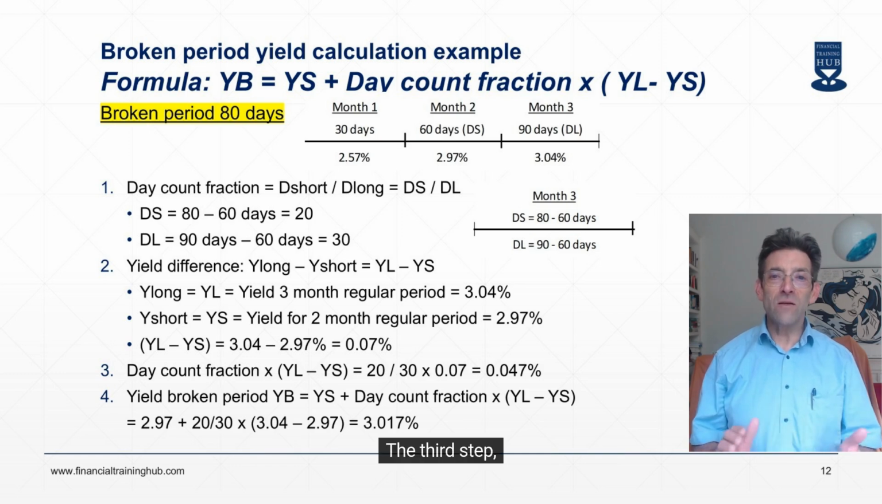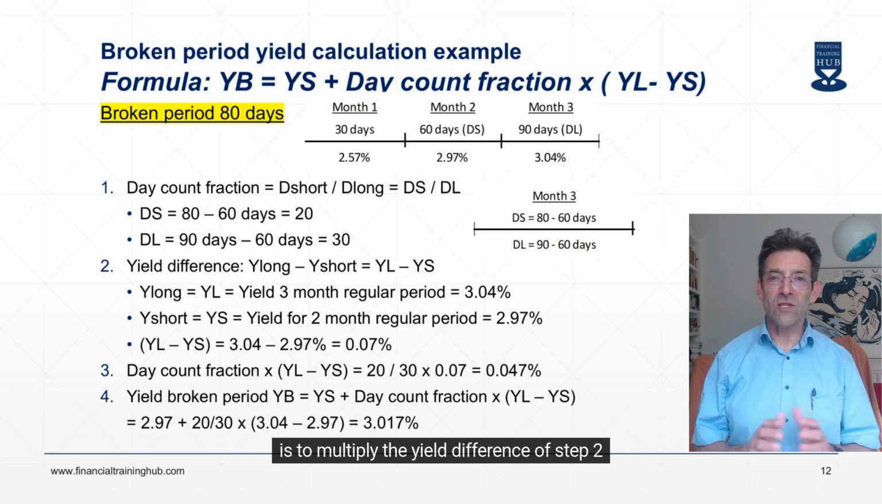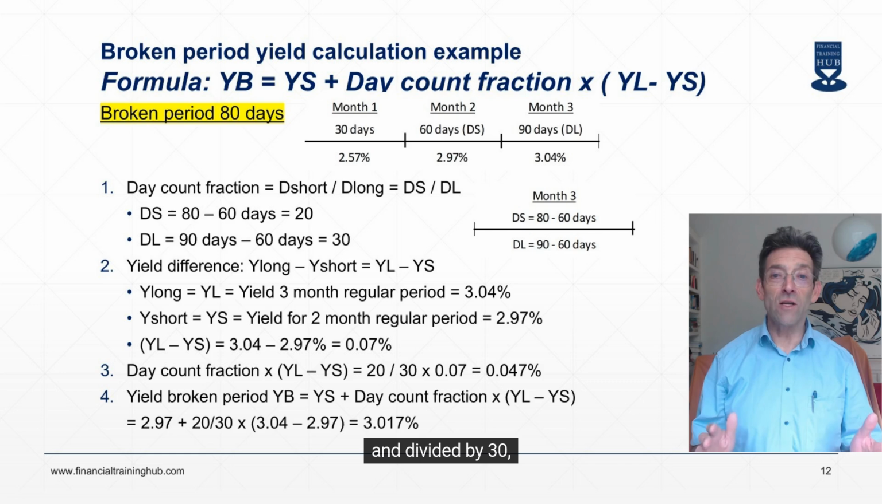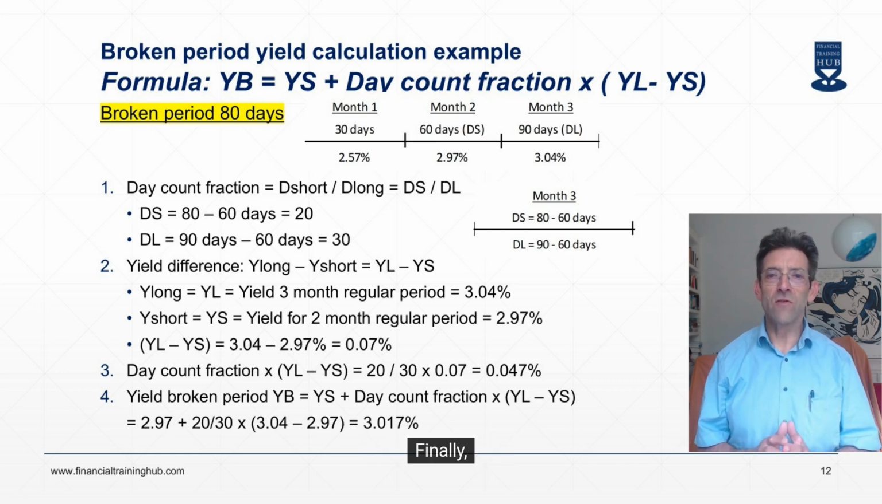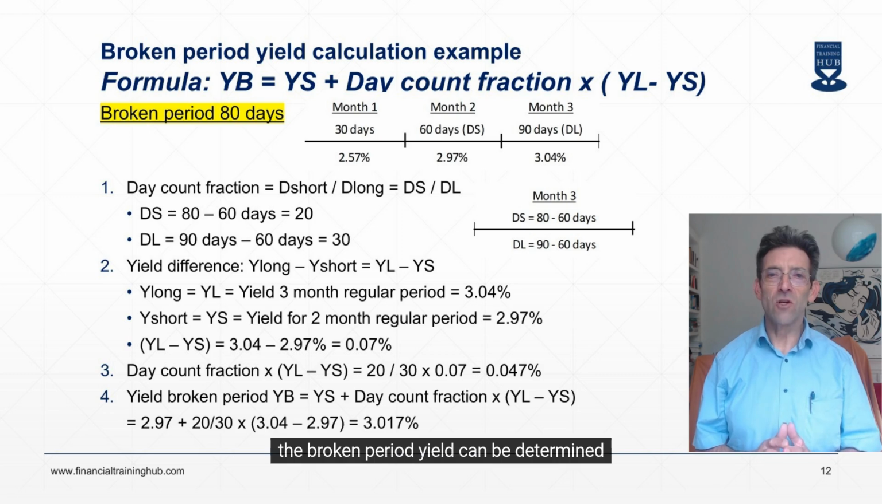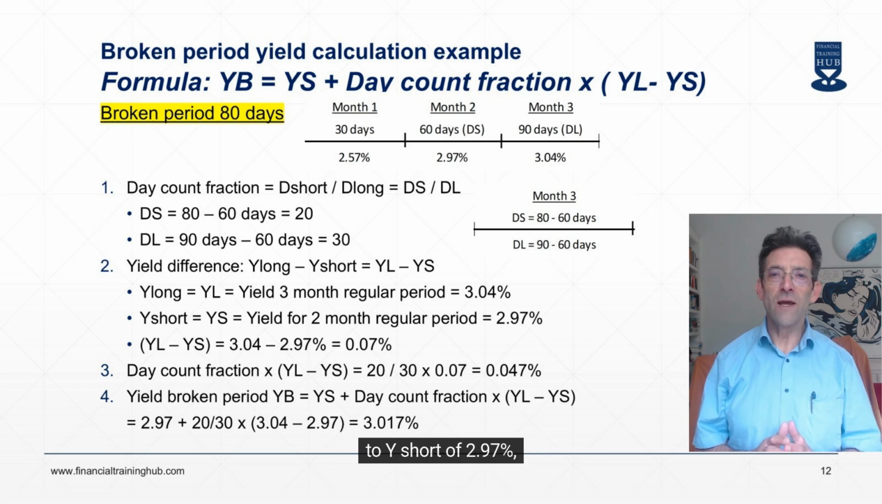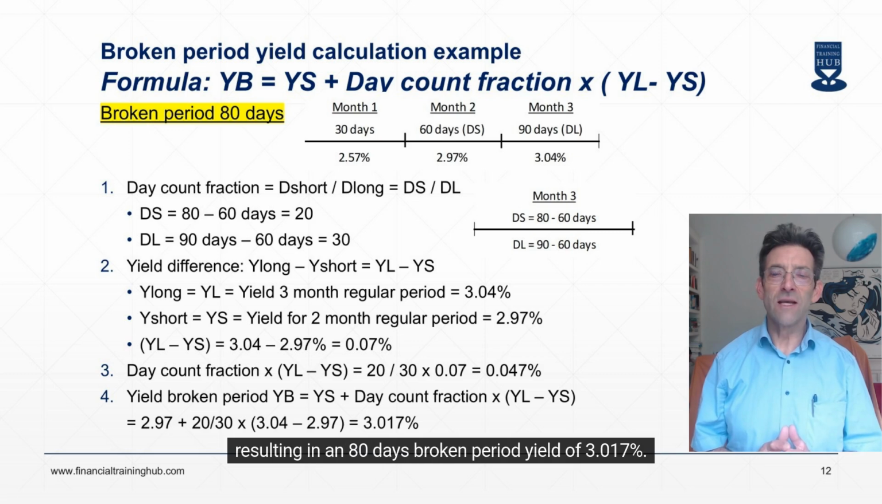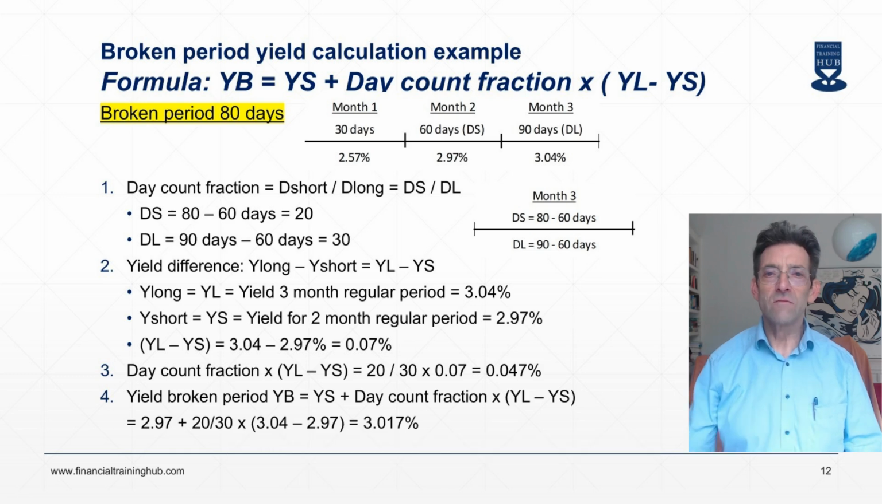The third step is to multiply the yield difference of step 2 with the day count fraction of step 1, so 0.07% multiplied with 20 and divided by 30 equals 0.047%. Finally, the broken period yield can be determined by adding 0.047% of step 3 to Y short of 2.97%, resulting in an 80 days broken period yield of 3.017%.